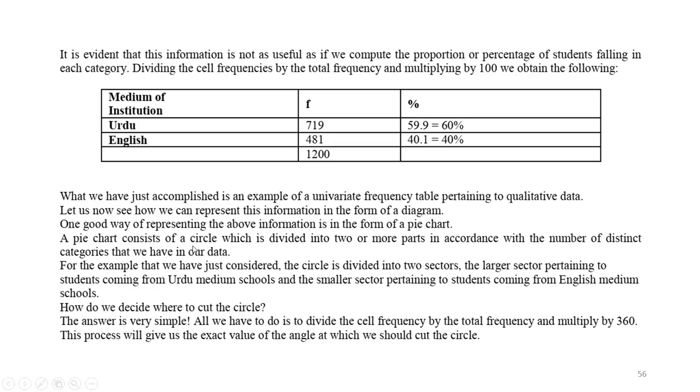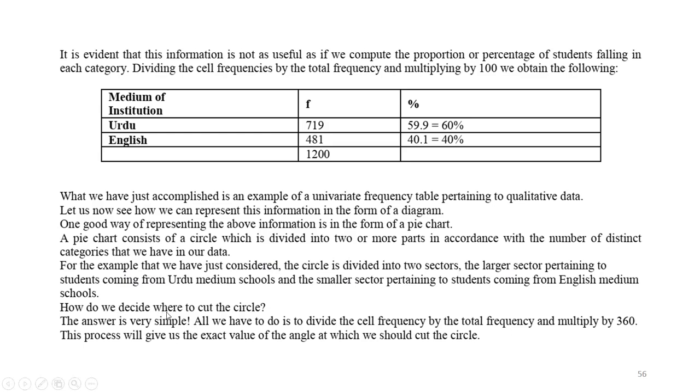A pie chart consists of a circle which is divided into two or more parts in accordance with the number of distinct categories in our data. This is the one question, and you have two options. With more questions, you will move towards other forms of data. For our example, the circle is divided into two sectors because you have two options, Urdu or English. The larger sector pertains to students coming from Urdu medium schools, and the smaller sector to students coming from English medium schools.